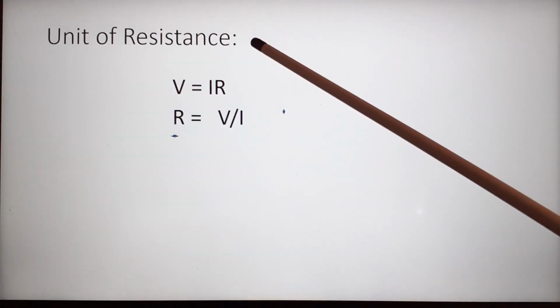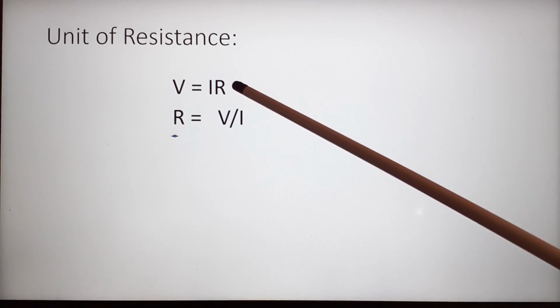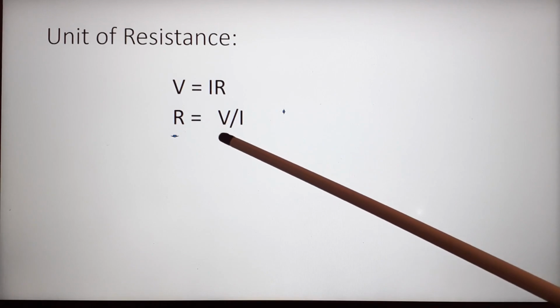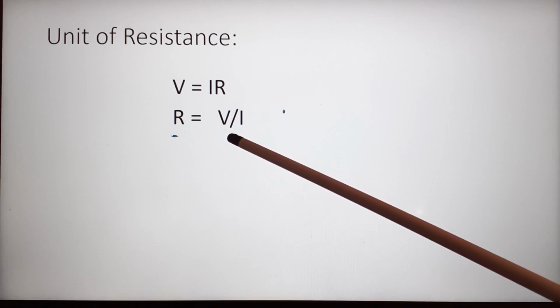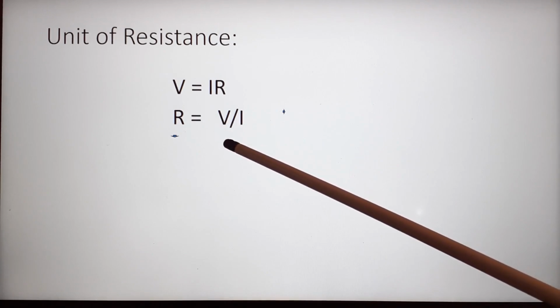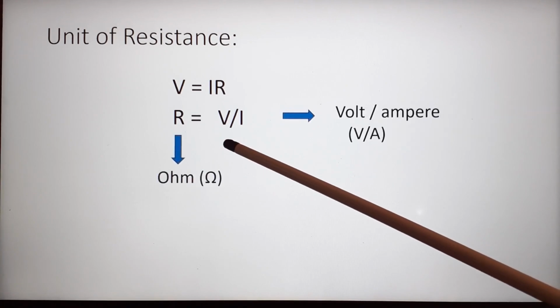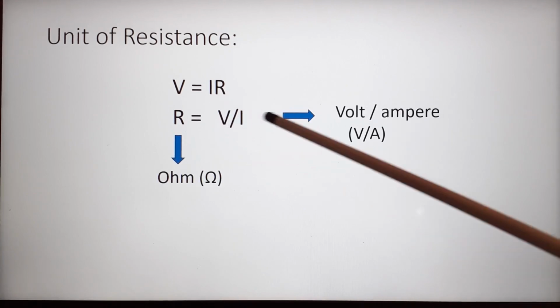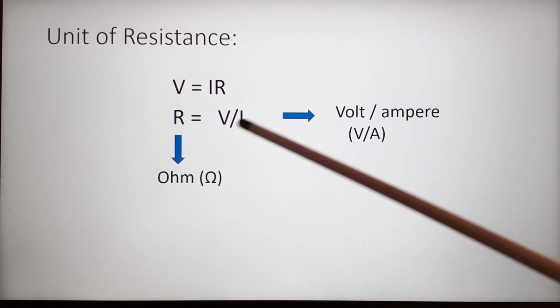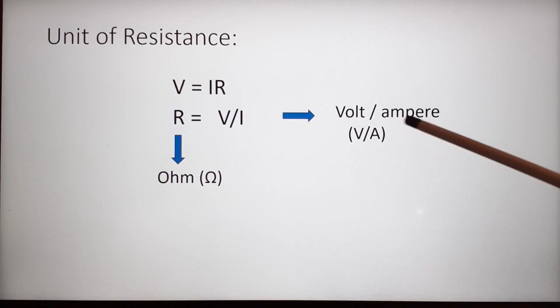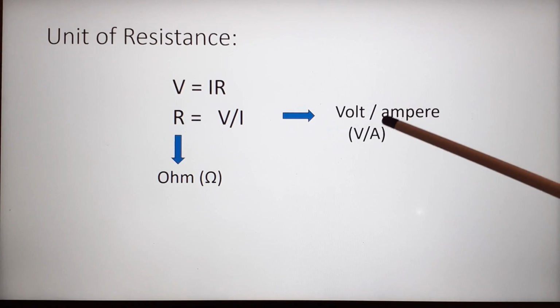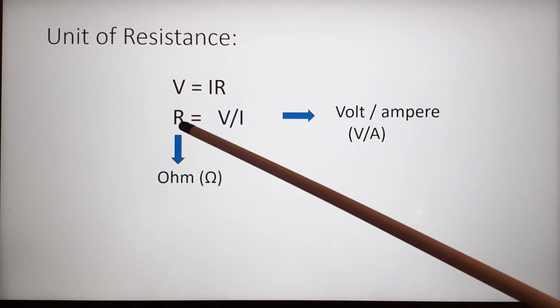Now let's come to the unit of resistance. From Ohm's law we got V is equal to IR. So we got a formula for resistance, R is equal to V upon I. Why remember units? Let's give a unit to resistance. Potential difference is measured in volt, division sign, current is measured in ampere. So, volt per ampere is the unit of resistance.